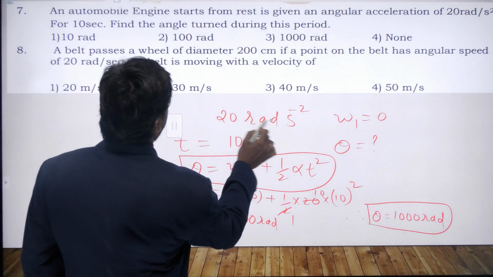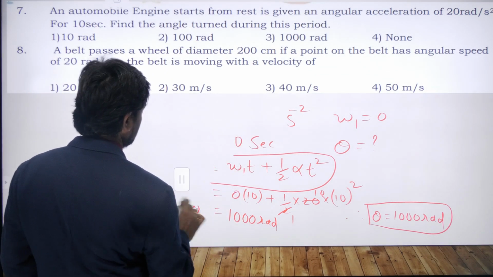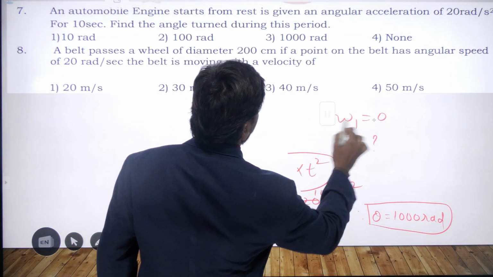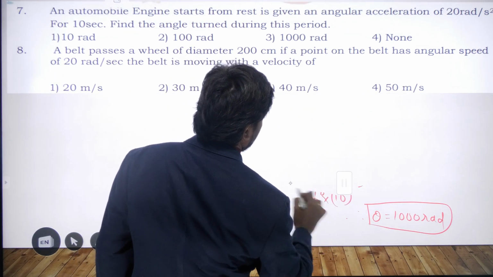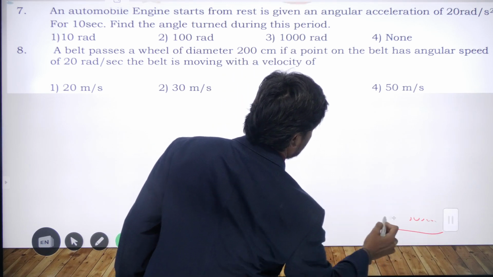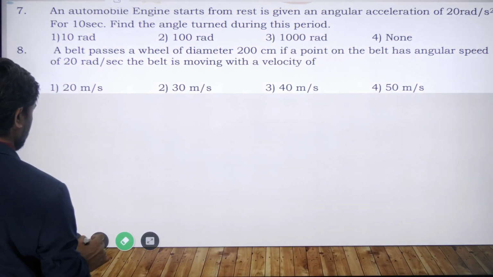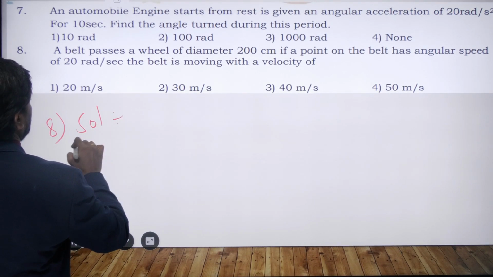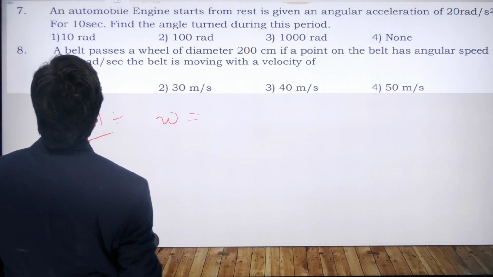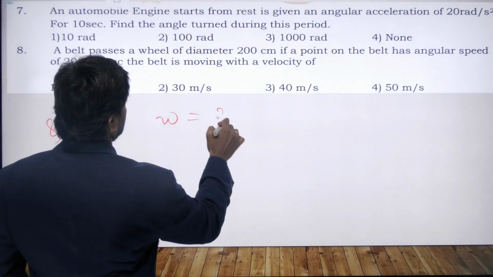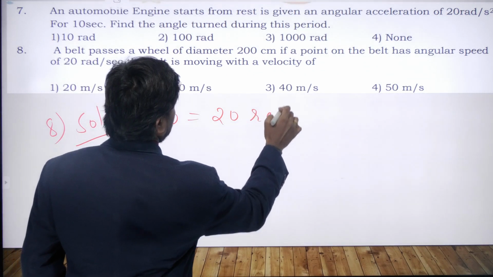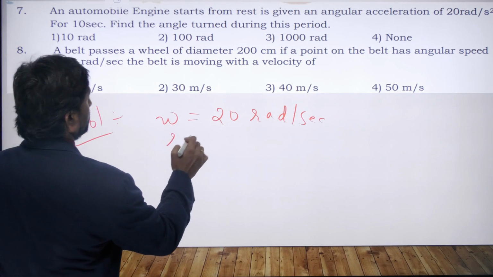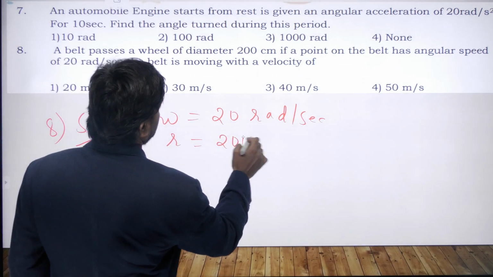We'll see the next, eighth one. Here angular velocity is given. Angular velocity, how much is it given? In the eighth solution, omega is equal to 20 radian per second is given. And here r is given: r is equal to 200 centimeters.